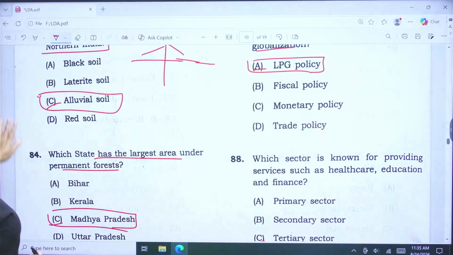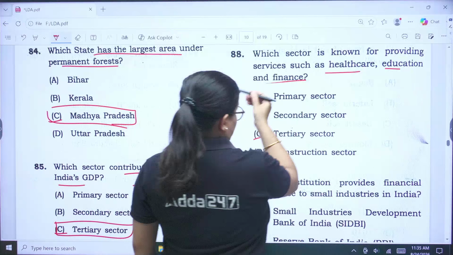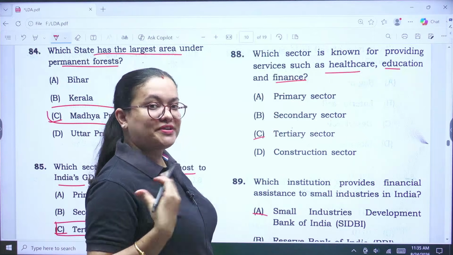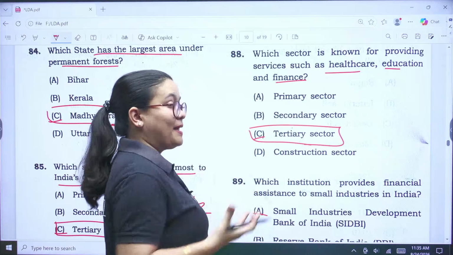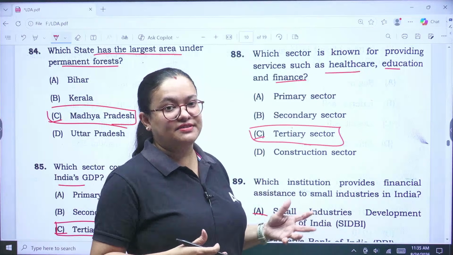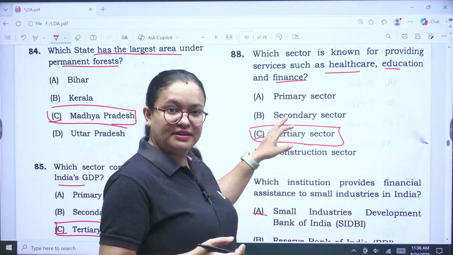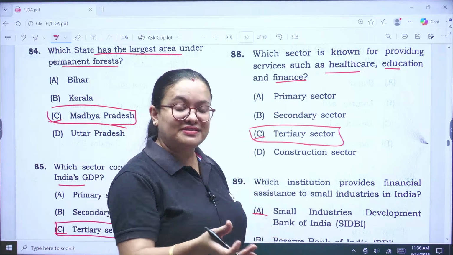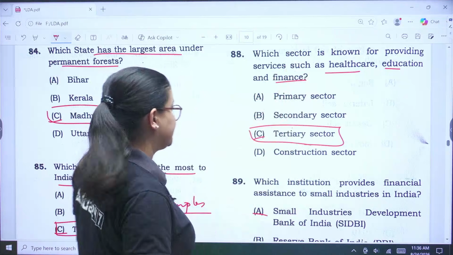Okay. Next, which sector is known for providing services? Now you are coming here for education, right? So what type of services are we providing? We are giving services like the tertiary sector. Primary sector are those like agriculture. Secondary sector are those like the marketplaces, while tertiary sectors are those where we are giving services like hotel, management, education. These are all tertiary sector examples.